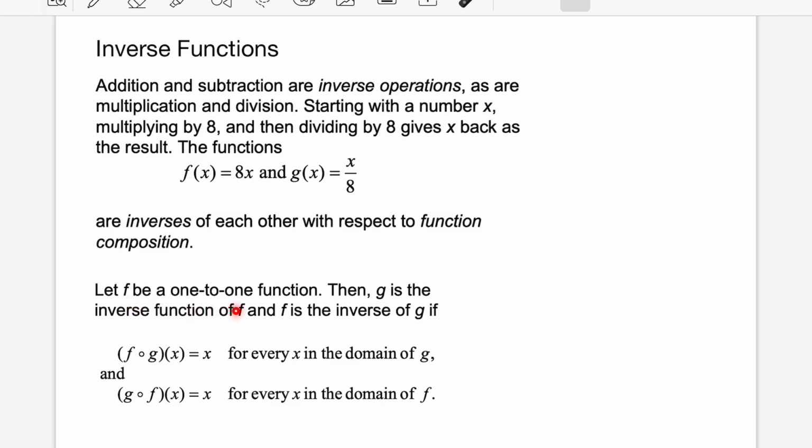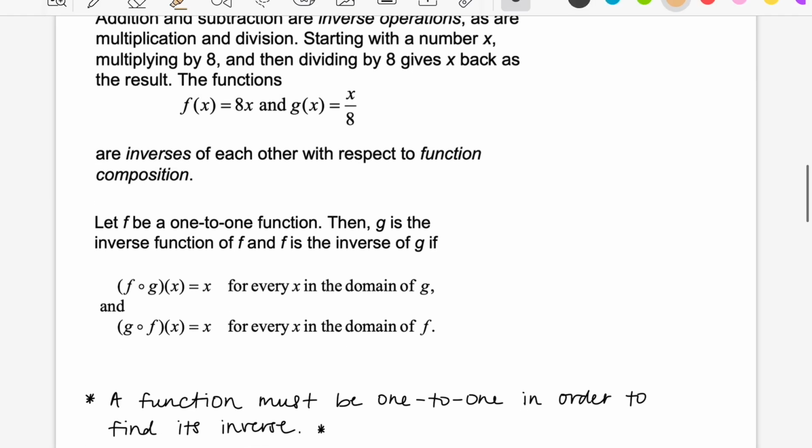If f is a one-to-one function, then g is the inverse function of f, and f is the inverse function of g. If we plug g of x into our function f of x, we will get x back. And similarly, if we plug f of x into g of x, this gives us x back. So this is what we mean by these functions being inverses of each other with respect to function composition. Now, something to note here is that a function must be one-to-one in order to find its inverse.